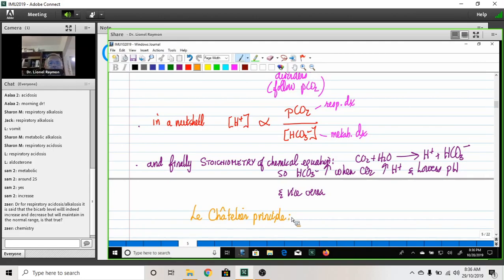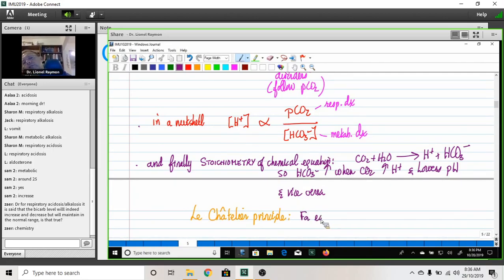Because we don't measure everything with the same units, we need to have an idea as to how many millimeters of mercury of CO2 correspond to how many millimoles per liter of bicarb. When CO2 goes up, how much does bicarb go up? When CO2 goes down, how much does bicarb go down? And here's how it goes.